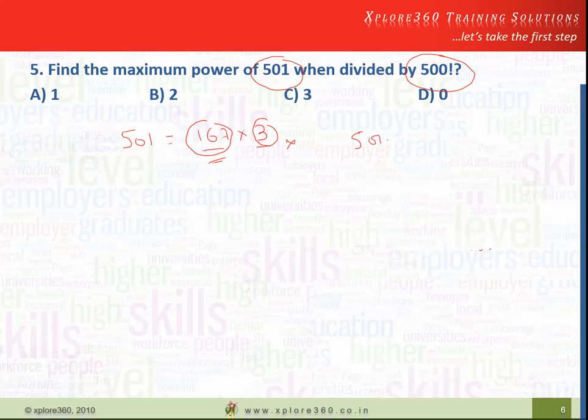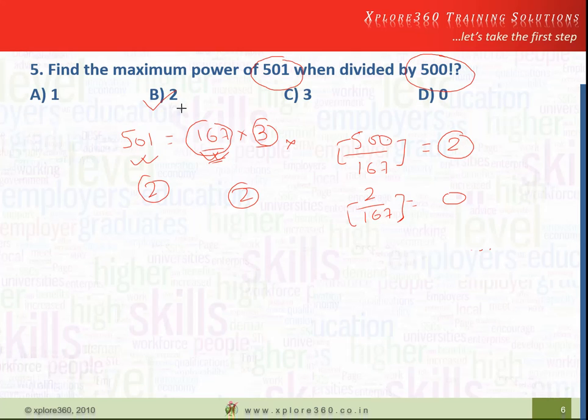So 500 divided by 167, we have to take the greatest integer, right? You are not going to take the decimal part, so it is going to be 2. And next is 2 divided by 167, that equals 0. I'm not supposed to do this step, but I did it for some of you. So the sum of this is going to be 2. So the maximum power of 167 is 2. So the maximum power of 501 is 2. So straight away you'll get that answer.